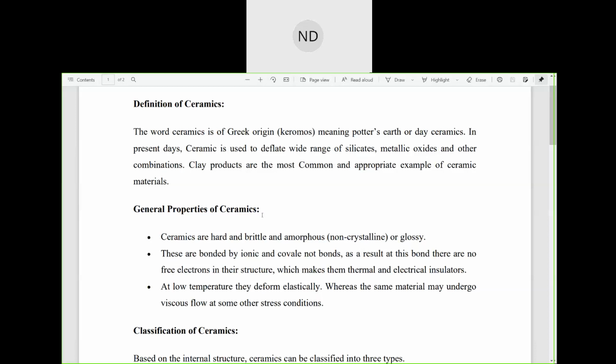Coming to the general properties of these ceramics, they are very hard, brittle and amorphous, and can also be glossy. They are bonded by ionic and covalent bonds. As a result, there are no free electrons in the structure, which makes them thermal and electrical insulators. Obviously, you know that clay is a very good thermal and electrical insulator. At a low temperature, they deform elastically, whereas the same material may undergo viscous flow at some other stress condition.